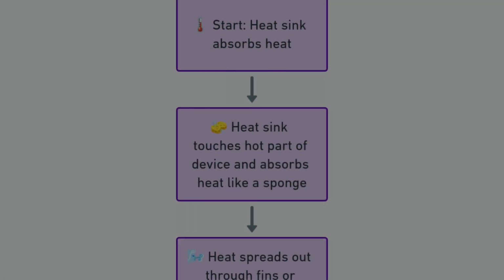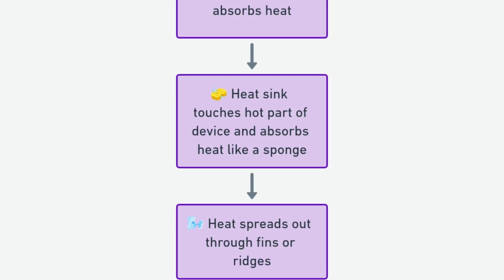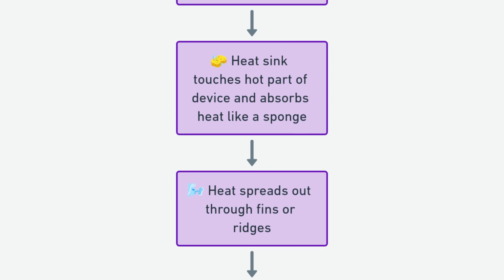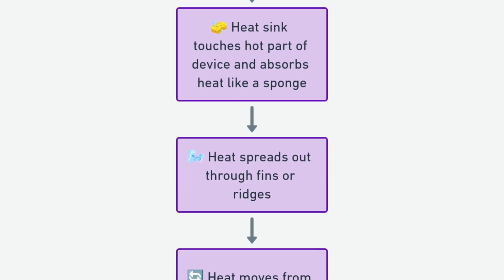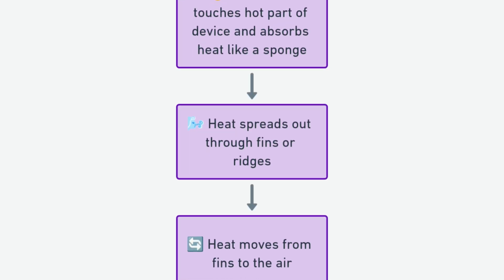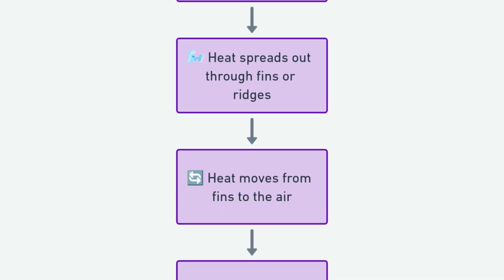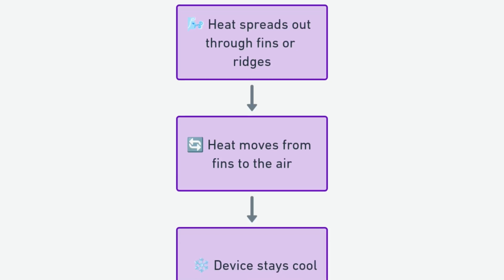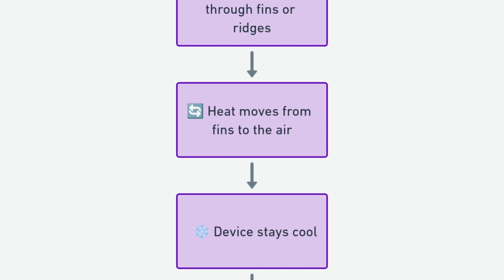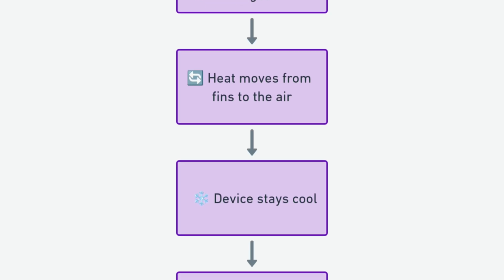And how does a heat sink work? First, it absorbs heat. The heat sink touches the hot part of the device and absorbs the heat, just like a sponge soaking up water. Second, it spreads heat out. It has fins or ridges that spread the heat over a larger area to cool down faster. Third, it lets heat escape. The heat then moves from the fins into the air, helping the device stay cool.